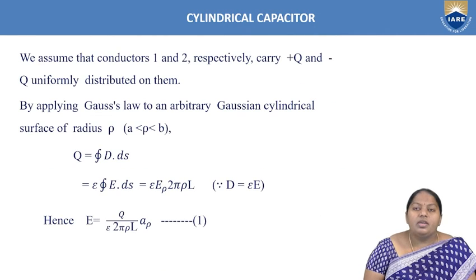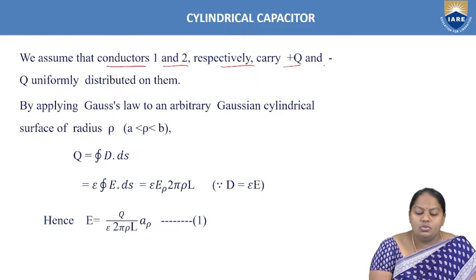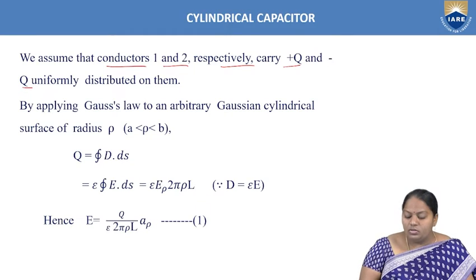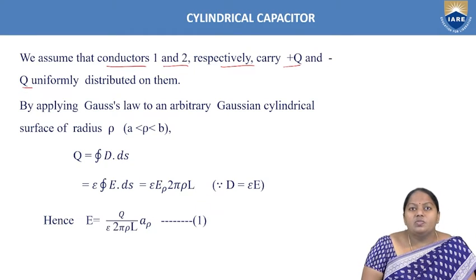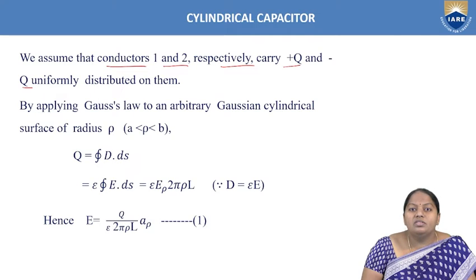Now, to derive the equation for the cylindrical capacitor's capacitance, we assume that conductors 1 and 2 respectively carry plus q and minus q, uniformly distributed on them. So in the figure, plates 1 and 2 respectively carry plus q and minus q, and those two charges are uniformly distributed on them. If the charge is uniformly distributed, we need to consider Gauss law.